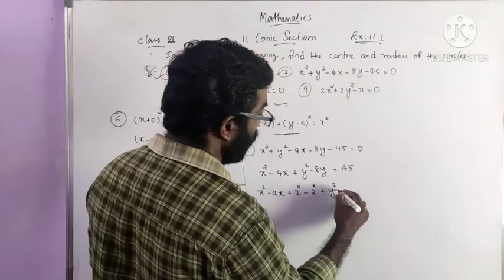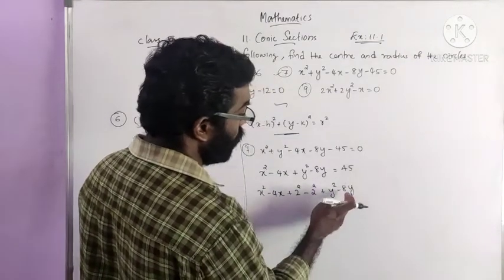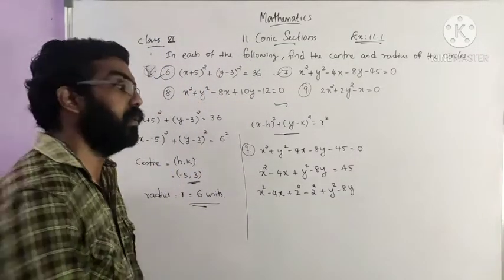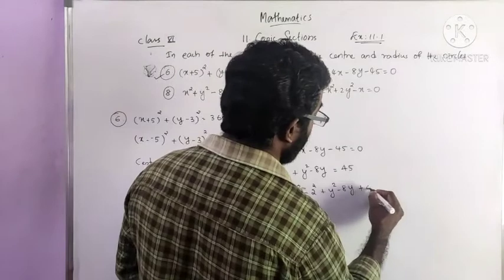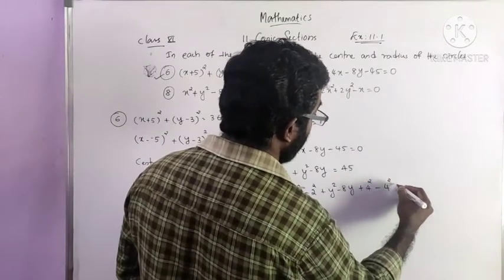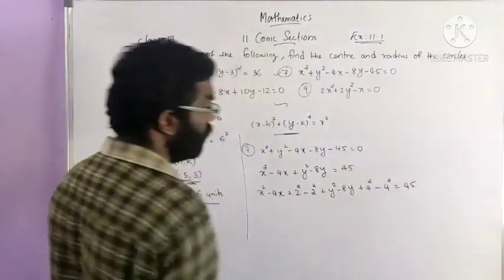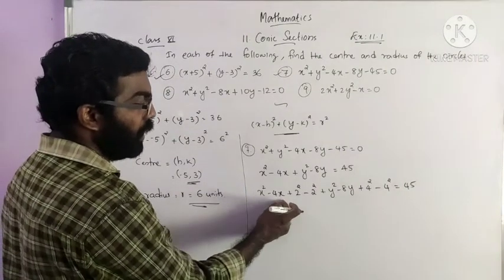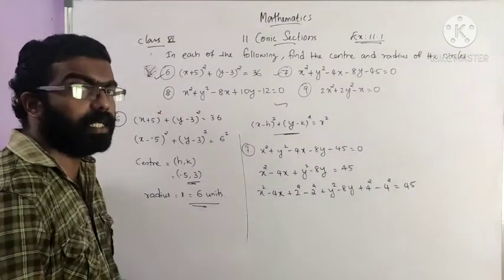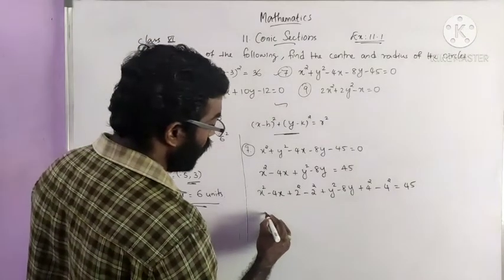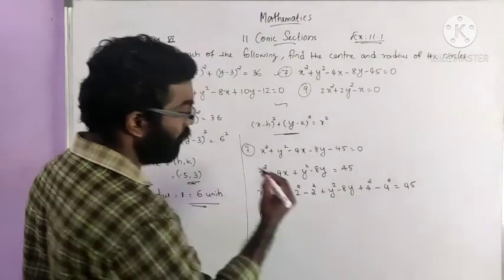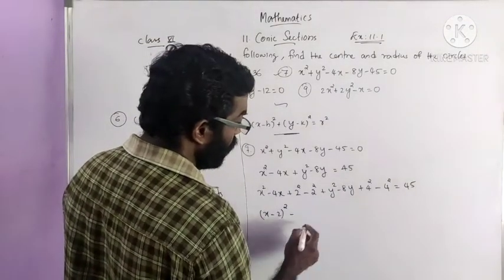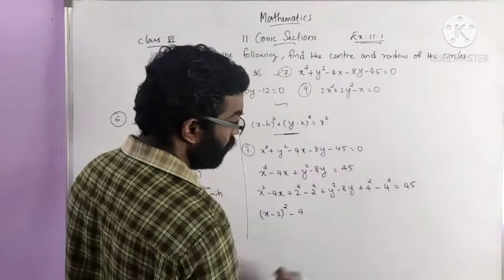Then plus y square minus 8y. Here coefficient of y 8. Half of 8 is 4. Take the square. So 4 square. Add and subtract. Which is equal to 45. Now we can combine the first three terms. A square minus 2ab plus b square. That is a minus b the whole square. Here it is x minus 2 the whole square. Okay. Then next term is minus 2 square, that is 4.